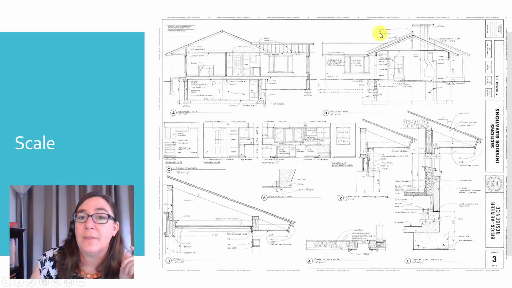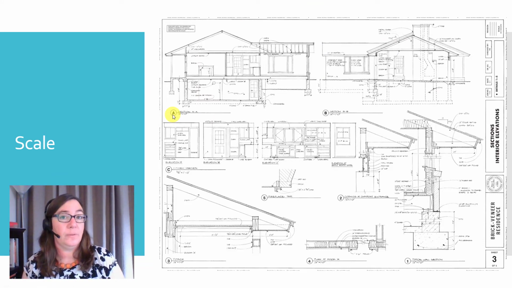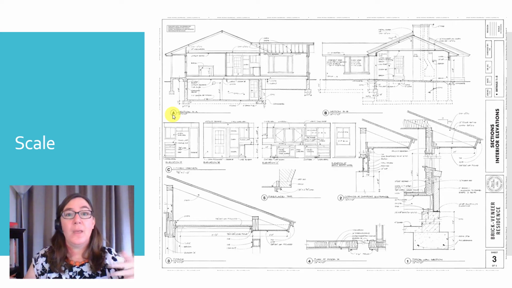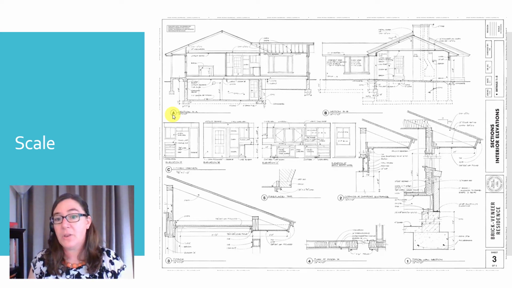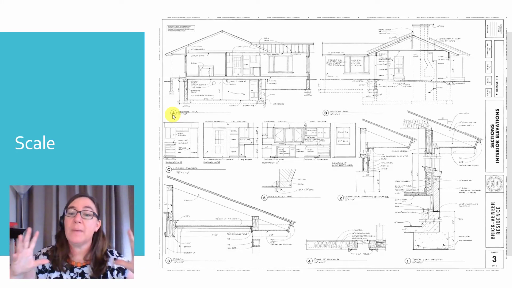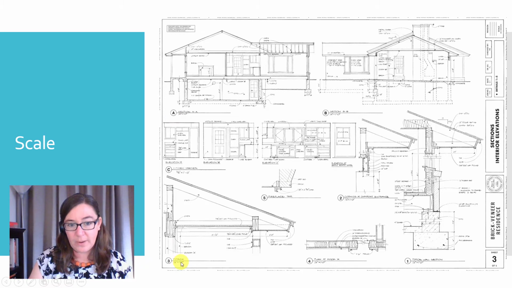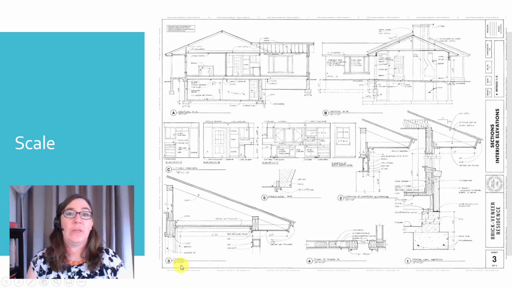You can see that in the top left here, we have a building section. This is drawn at 1/4 inch equals a foot, because we are looking at the entire building. But there's other types of drawings on this particular page, and you can see that we zoom in to closely look at some of the details. For example, this porch is drawn at a much larger size, looks like 1.5 inch equals a foot.